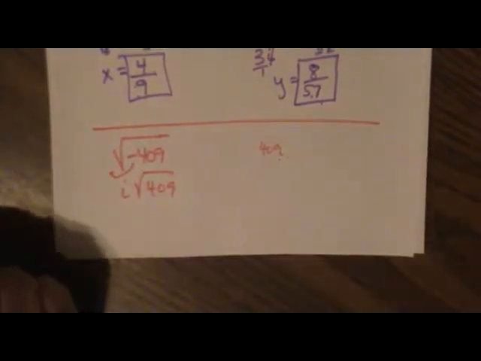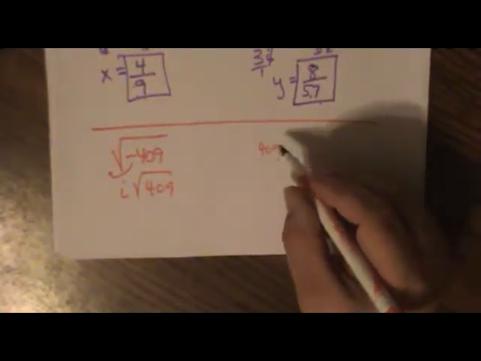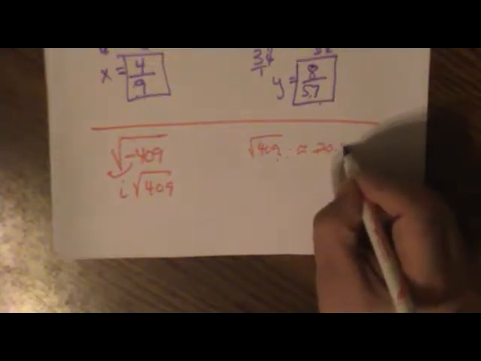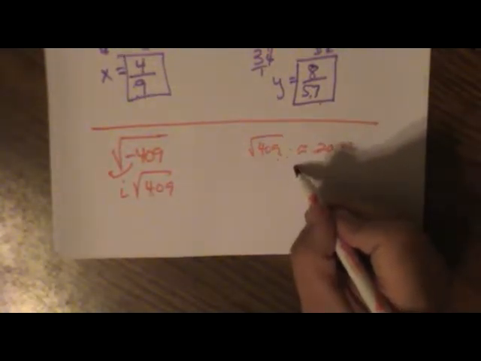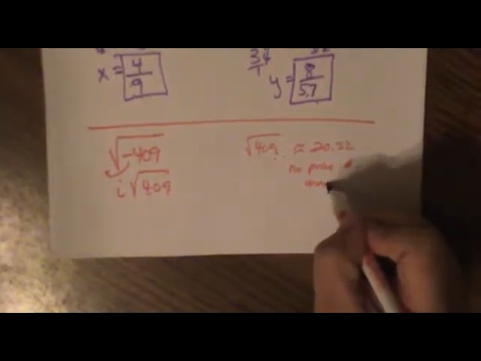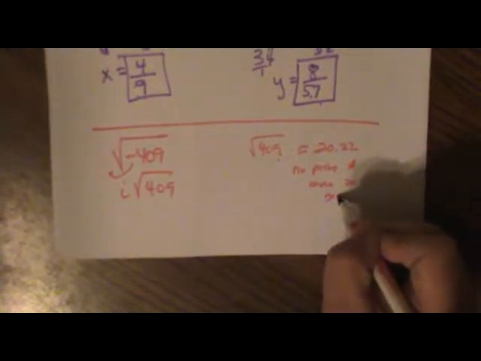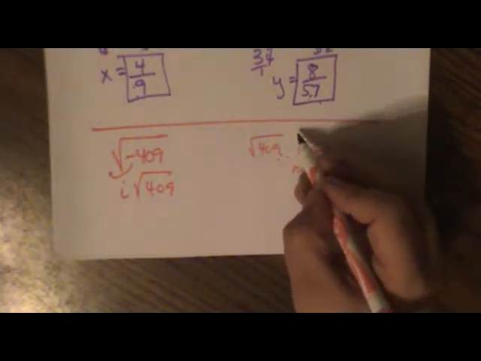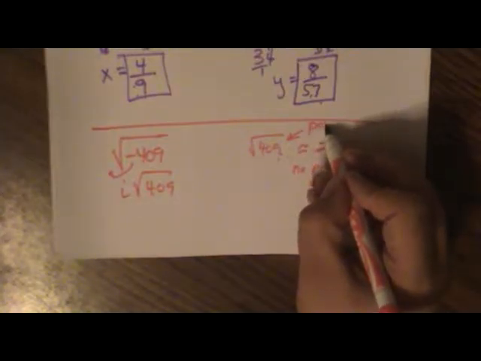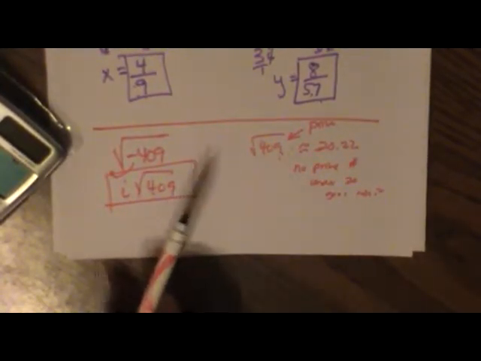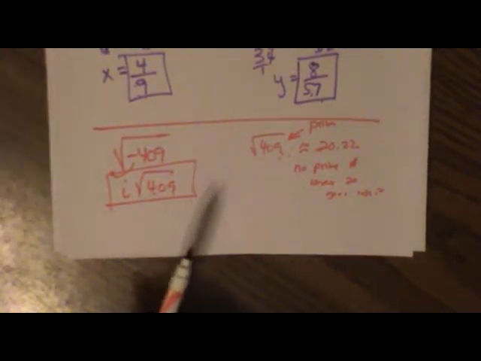Really, when we take the square root of that, it gives us the approximation of 20.22, and there are no prime numbers under 20 that go into it. So I have to conclude that 409 is a prime number. So our answer would be i square root of 409 for the answer for that one.